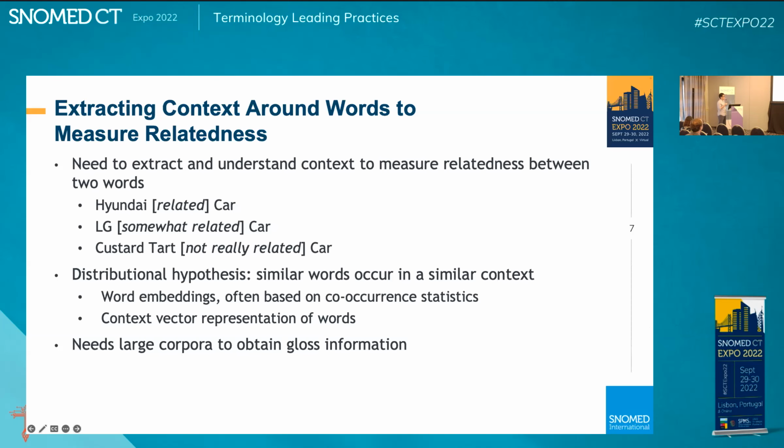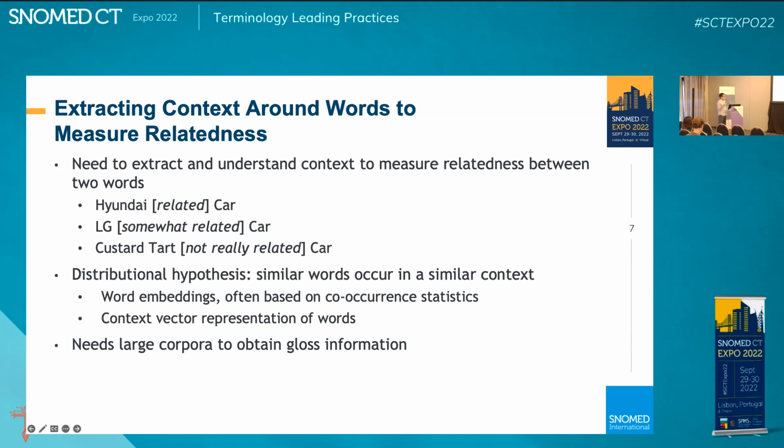But cluster chart is not really related to car, and you know those facts by your intuition or your previous experience. But to make machines or computers understand those facts, we make use of the distributional hypothesis, which says similar words occur in a similar context.